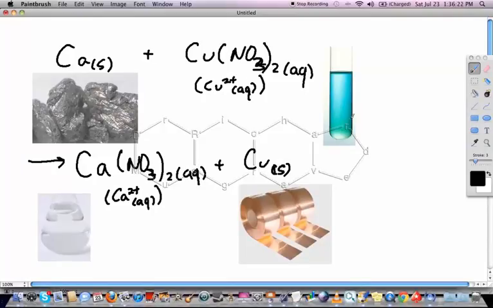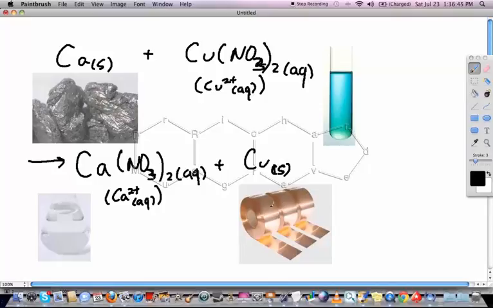Copper nitrate is an aqueous solution. You can always pick out what these are. The solids will always look like solids, and the aqueous solutions, or the AQs, will always look like these. Copper nitrate is a green solution, or green-blue solution. Calcium nitrate is a colorless solution, and copper solid looks like this.